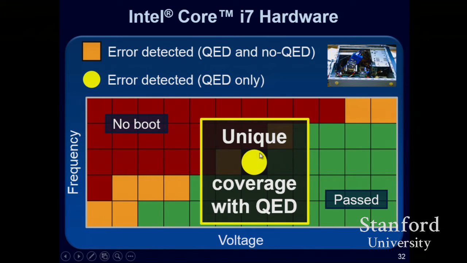If you look at this particular voltage frequency point, of course, I cannot tell you what the numbers are, what you will see is that if you ran the original test, it would be green. But if you run the QED test, it would detect an error, which means that it's a unique detection. And by the way, since QED programs are absolutely valid programs, it's not like you're bringing the processor to some illegal state and detecting something illegal. It's a real detection. It's a true coverage improvement.